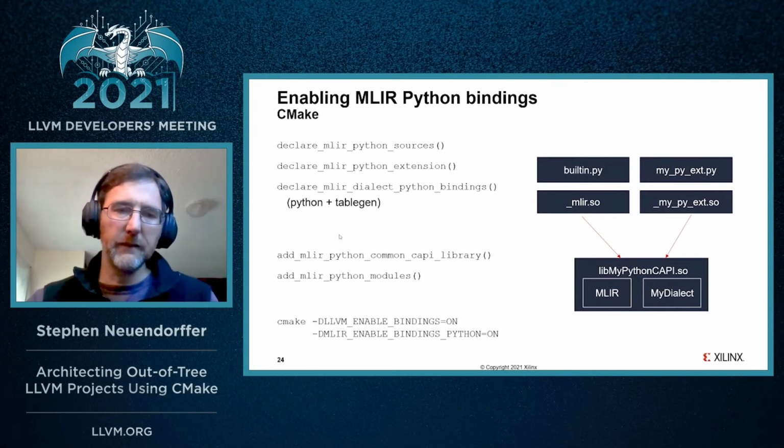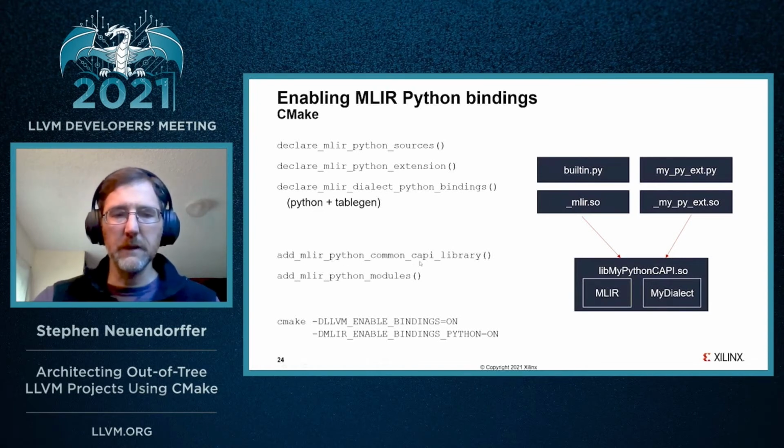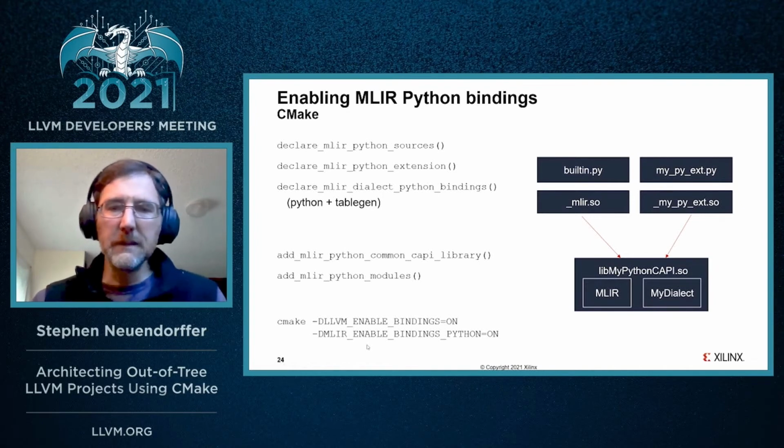When it comes to actually building this, we have to take all of the C++ code that all of our extensions are going to link against and compile it into a single .so library that we can install along with our Python extension. So to actually build and define that, we use the add MLIR Python common C API library. It's quite a mouthful, but it actually does quite a lot to link all of the dependencies of all of our extensions together. And then add MLIR Python modules actually goes and builds our extensions for us. Lastly, note that you do need to enable the bindings in Python, both in LLVM and also in MLIR, in order to make this mechanism work.